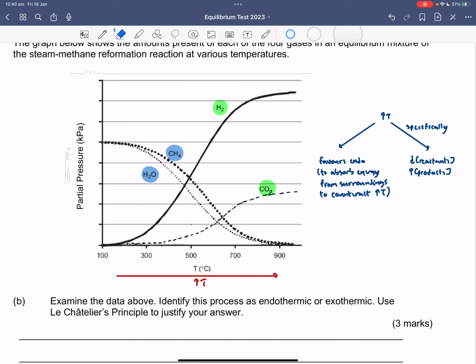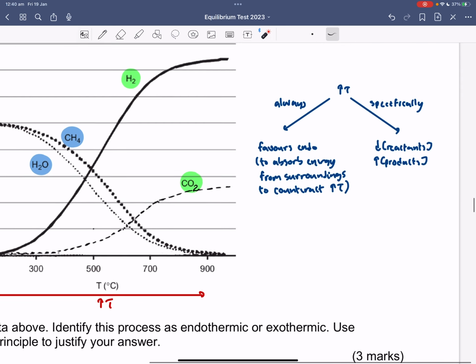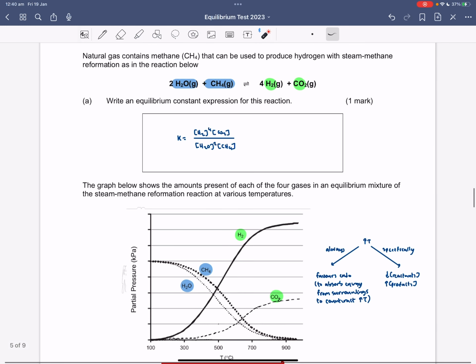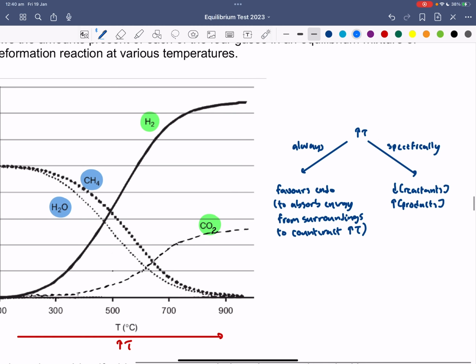So generally, I should really write that an increase in temperature always favors the endothermic reaction, whereas specifically in this case, it is causing a decrease in the concentration of reactants and an increase in the concentration of products. These two are decreasing and these two are increasing, which means that the forward reaction is favored. Okay, we are favoring the forward reaction. Perfect. So an increase in temperature always favors the endothermic reaction, and specifically it's favoring the forward reaction.